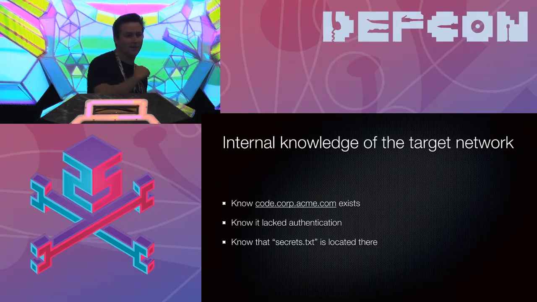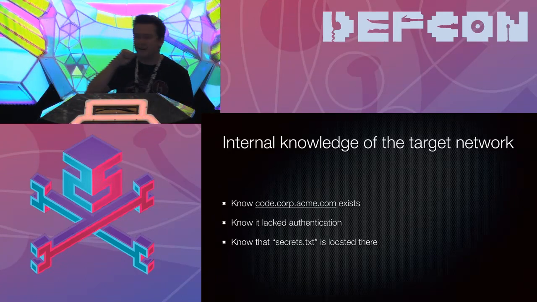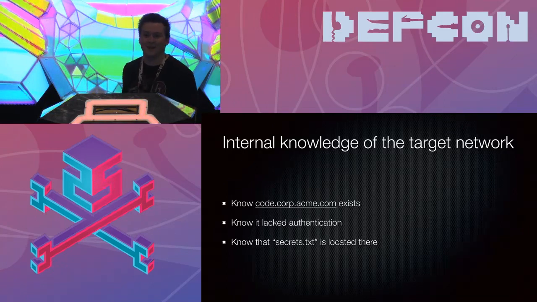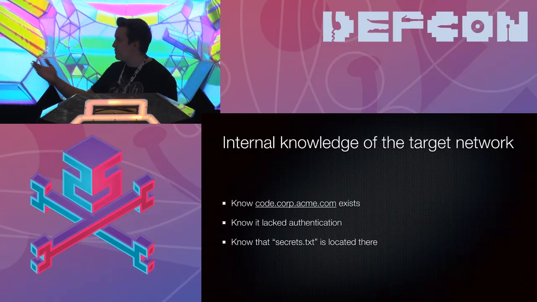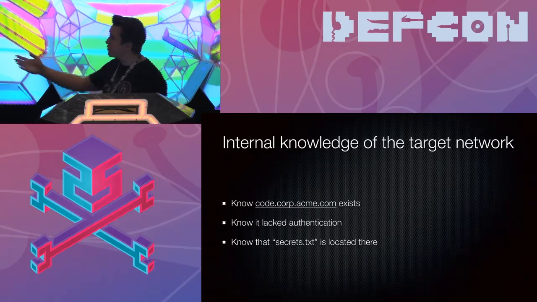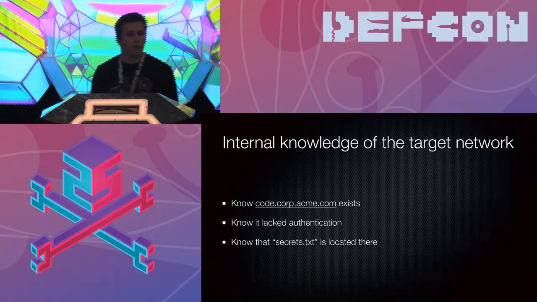You know, they're not that hard to guess. code.corp.acme.com, git.corp.acme.com, svn.corp.acme.com, wiki.corp.acme.com. They're very predictable. So let's say we probably didn't actually need to know that. Of course, we had to know it lacked authentication. There's no real way to get around that requirement.